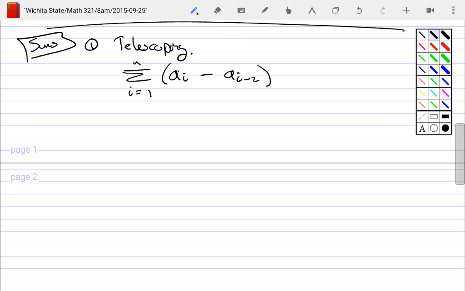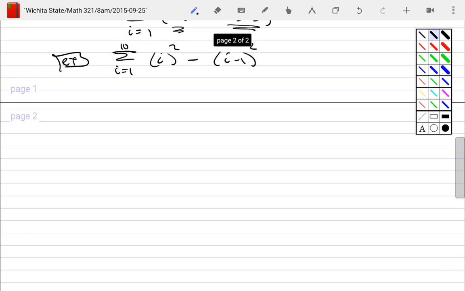The idea of a telescoping sum is we subtract a term minus a previous term is the entire thing that we're trying to add up. An example of something like this would be, what would be the sum from i equal 1 to 10 of i squared minus (i minus 1) squared? Both of these are something squared, except what's happening is we're doing a variation of the 2 terms.